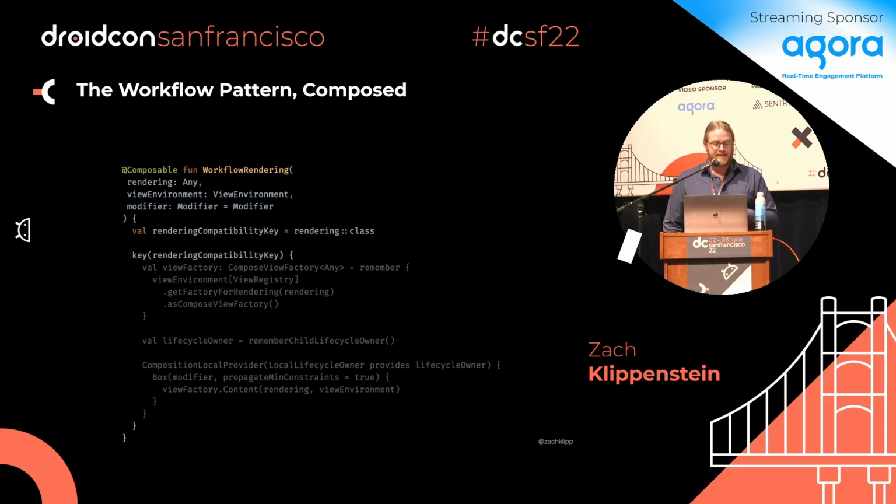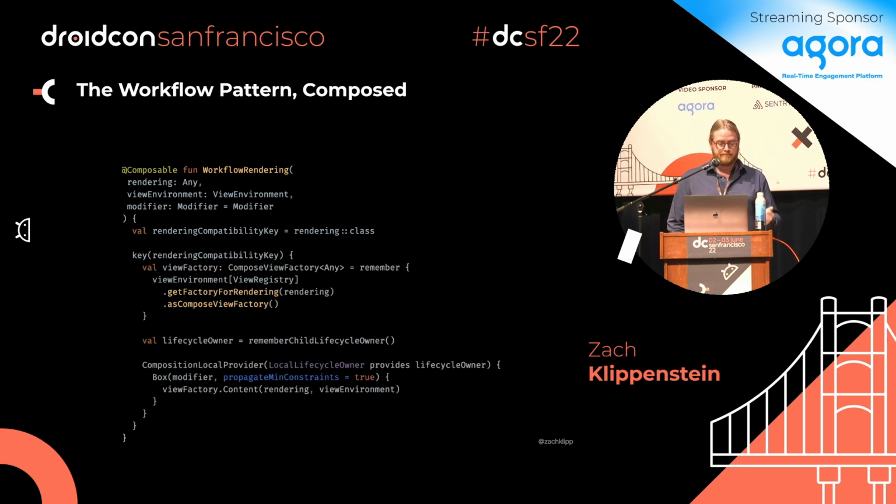Compose's aptly named key function is perfect for this. By wrapping the rest of the body in the key function, with the rendering type as the key, anytime an incompatible rendering is passed in, everything in the old view factory's content will be torn down. Effects will be disposed, the old lifecycle will be destroyed, and state will be recreated, including the view factory and the lifecycle.